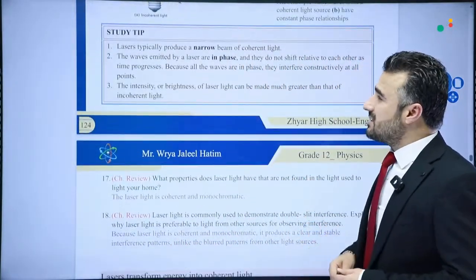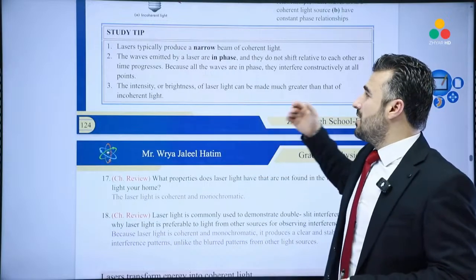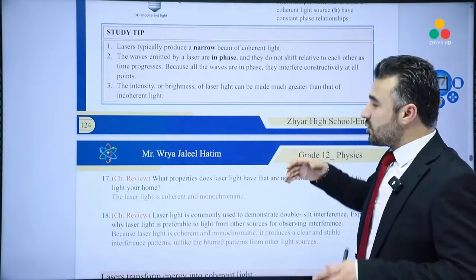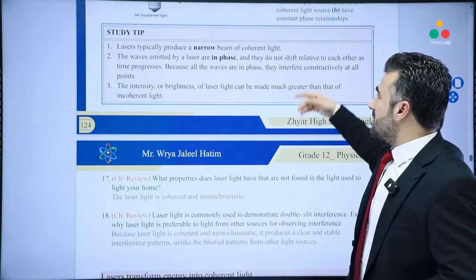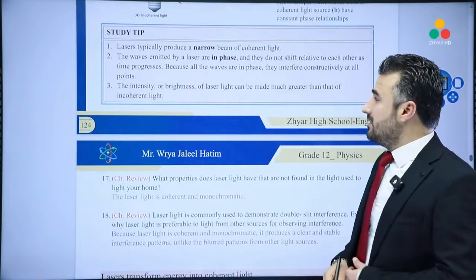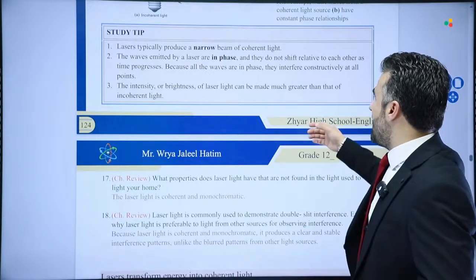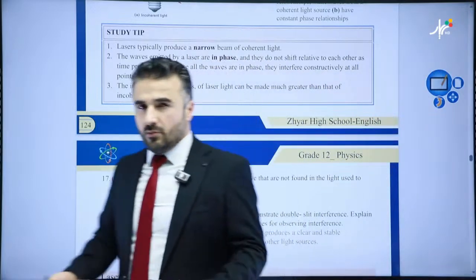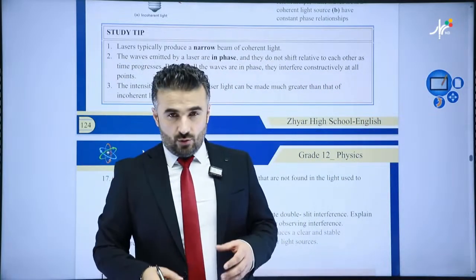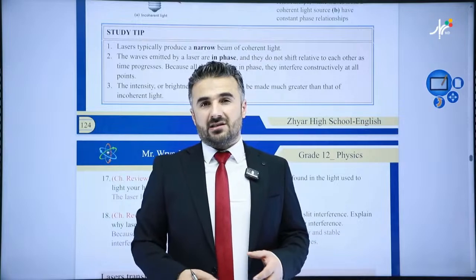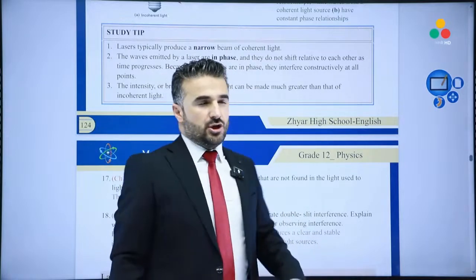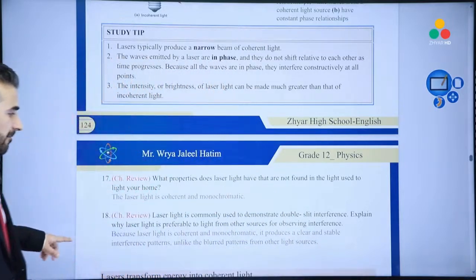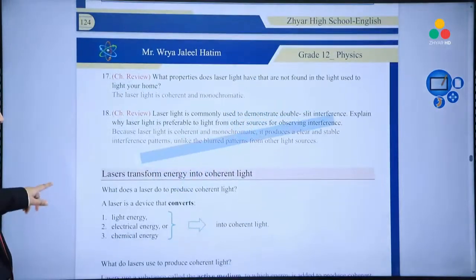In terms of intensity, the brightness of a laser light can be made much stronger, because of the coherent property that they have, which is much greater than that of incoherent light. So normally we know that laser light is way stronger, way more intense, than normal light waves. Now we have a few questions here.